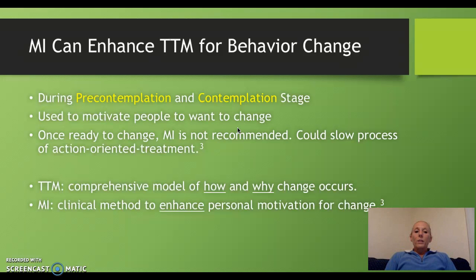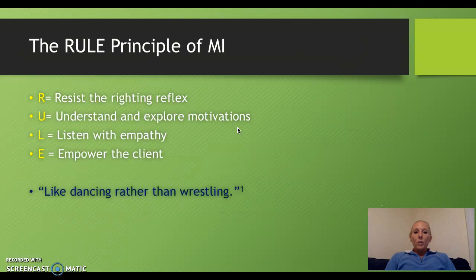So the transtheoretical model is the comprehensive model of how and why change occurs. And MI is the method to enhance the personal motivation for change. So the RULE principles of MI, RULE, is an acronym used to describe the principles of MI.